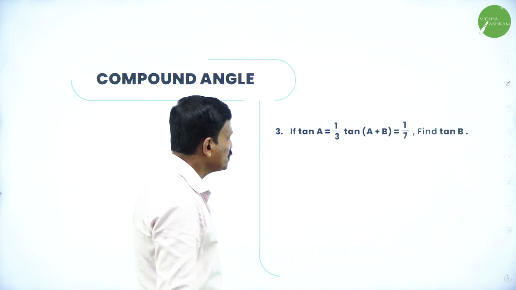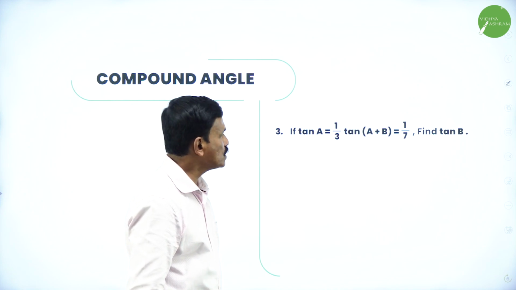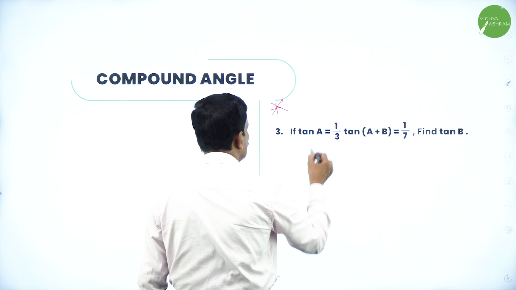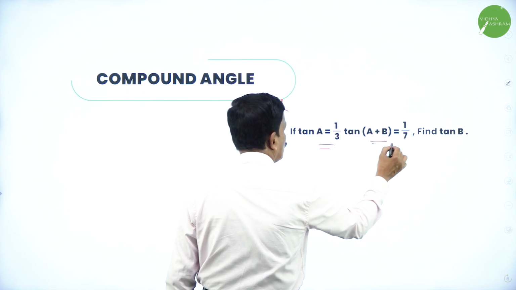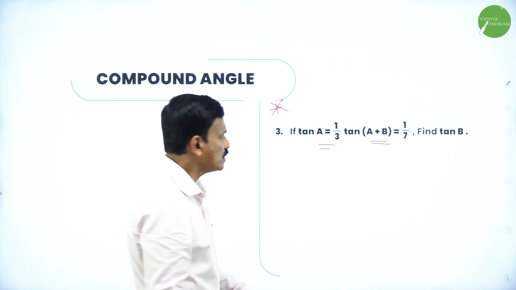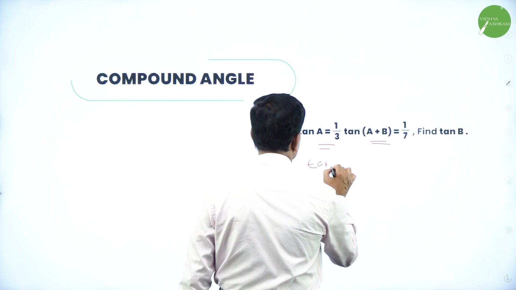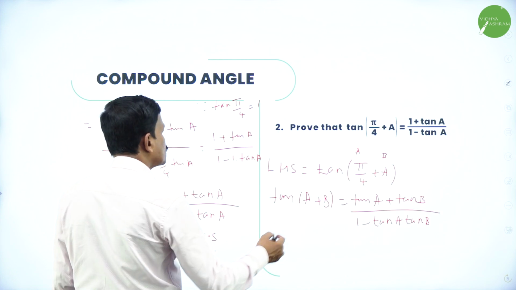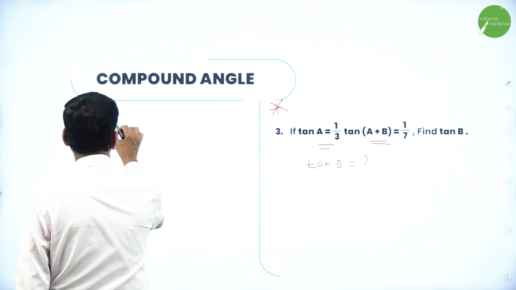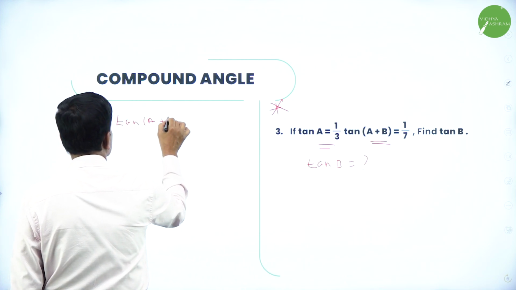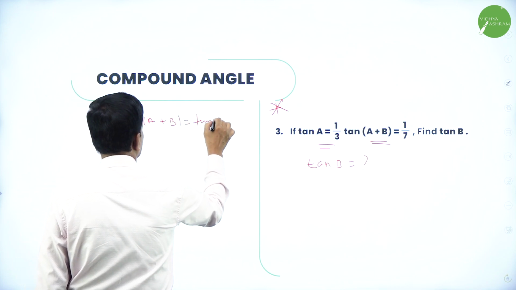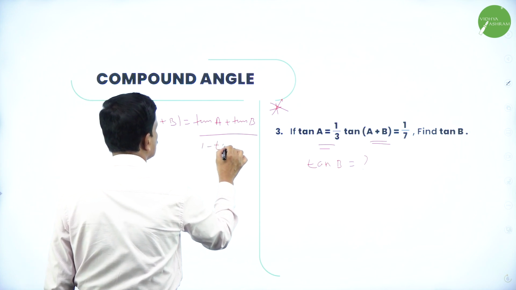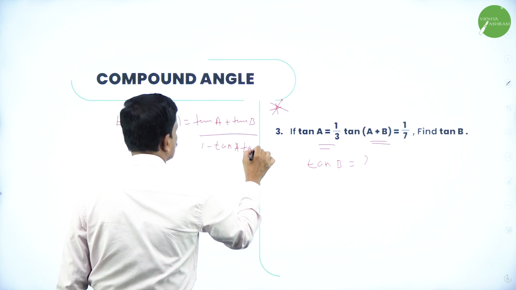Now, if tan A is equal to 1 by 3 and tan of (A+B) is equal to 1 by 7, find tan B. Now this is also an important problem. What is given? Tan A is given, tan of (A+B) is given. What is required to find is tan B. So first find out tan (A+B). What is the formula for tan (A+B)? Tan A plus tan B divided by 1 minus tan A into tan B.